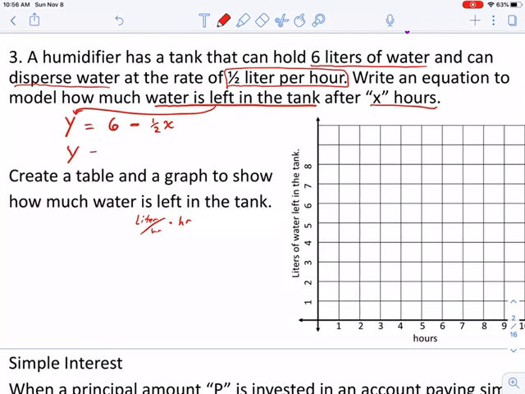Now, if you want to put that in slope-intercept form, you can just rearrange that a little bit to say negative 1/2 X plus 6. So either way would be fine. And then we want to create a table and graph that to show how much water is left in the tank. So since we have to create a table, an XY table, let's label the X and the Y, hours, and liters left in the tank.